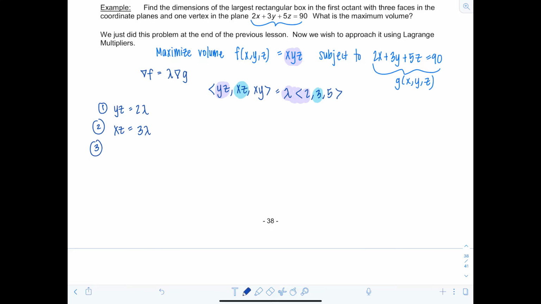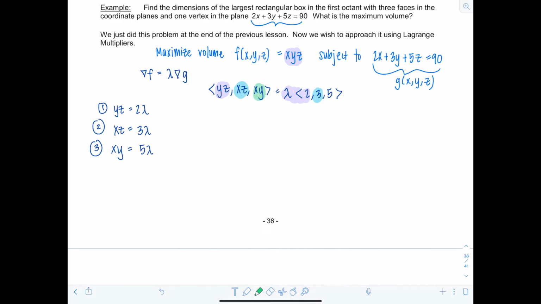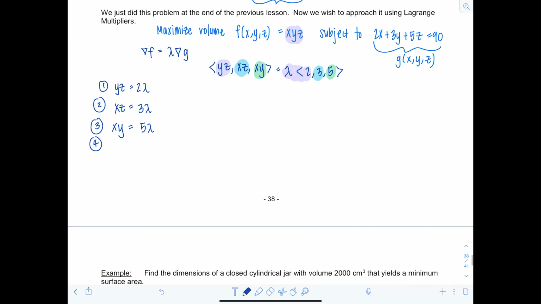And then third equation, we have xy equals 5 lambda. That's from this one. Okay, that's only 3 equations. I have 4 unknowns. The fourth one that I'm going to use is the constraint equation. So I know that 2x plus 3y plus 5z has to equal 90. Okay, well, there's quite a few ways to go about solving.